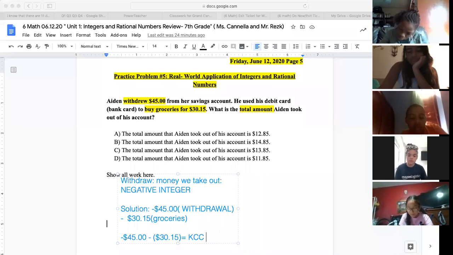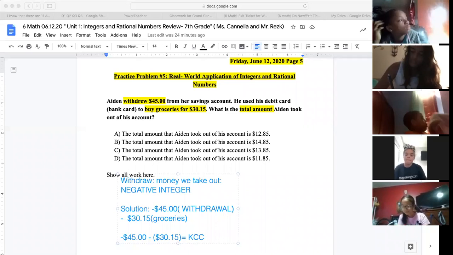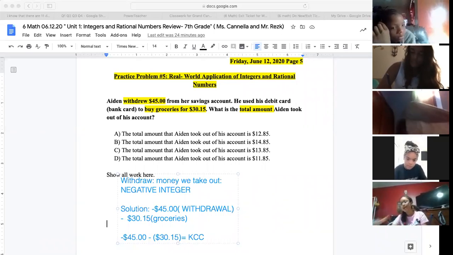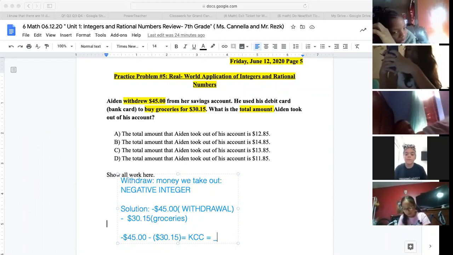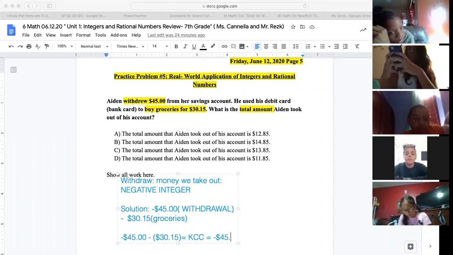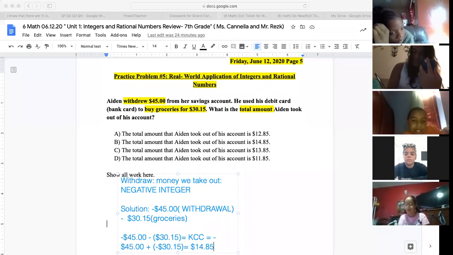Good, walk me through it. I subtracted. Okay, so when you subtracted, what did you get? $14.85. Right, because if you use KCC, it would turn into negative $45, we change this to plus, and then this becomes a negative $30.15. And when you subtract that, it gets you, as Anthony said, $14.85.